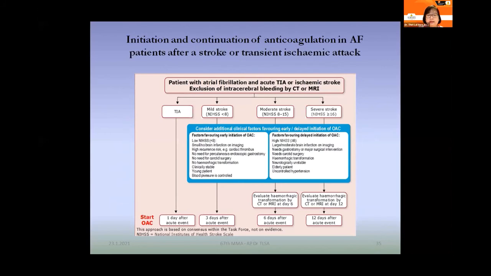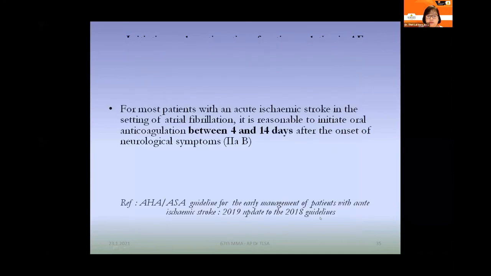In the previous guideline, it is recommended that if the patient has TIA, anticoagulation can be started 1 day after the acute event. If the patient has a mild stroke with a low NIHSS score, anticoagulation can be started 3 days after the event. If the patient has a moderate or severe stroke, the patient should undergo a recheck CT or MRI for microbleeds, and then oral anticoagulation can be started either 6 days or 12 days after the acute event.